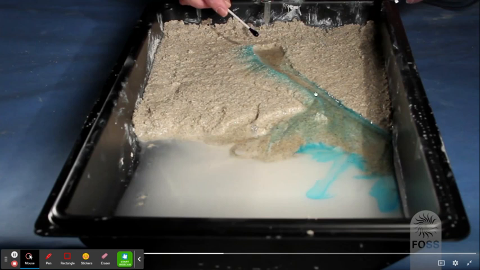And what happens when the water slows down? We can see lots of sediments in the water. It's very murky. And those sediments eventually will deposit and sink once that water really slows down.